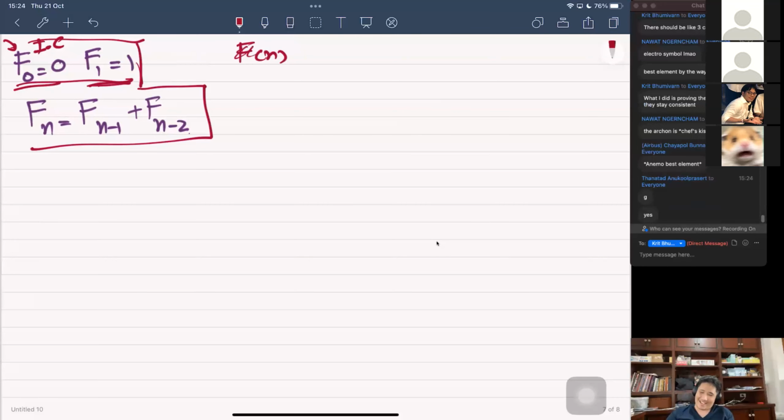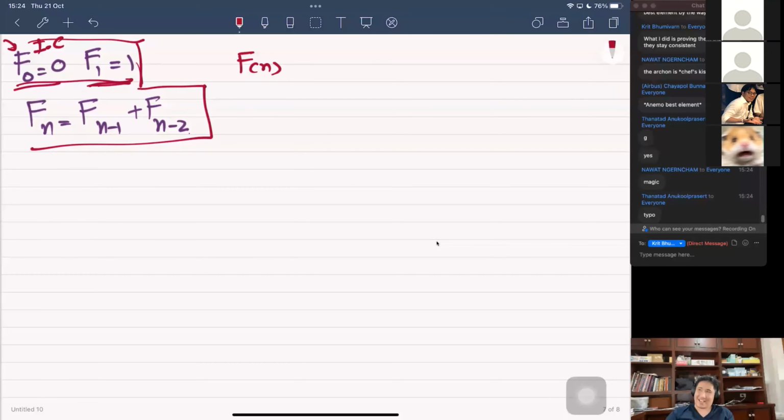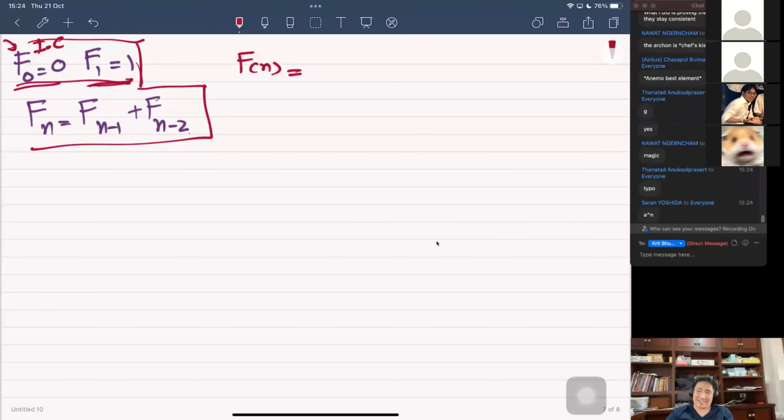You guess that f of n is, what do we guess? A to the n, good. Do not guess something else. Guess this. Then your goal is to find A. So let's find A. You have A to the n, and you find A by plugging this thing in here. A to the n is A to the n minus 1 plus A to the n minus 2.